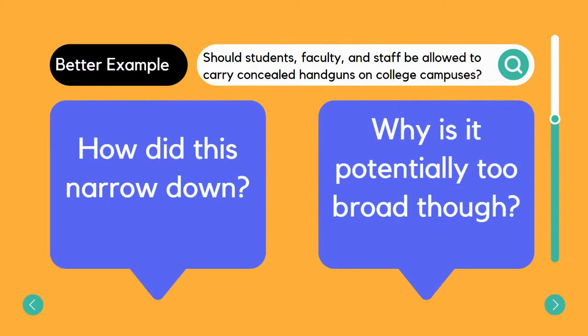A better example is, should students, faculty, and staff be allowed to carry concealed handguns on college campuses? So how did this narrow it down? Well, it narrowed down who people were: students, faculty, and staff. It also narrowed down where the people were: on college campuses.